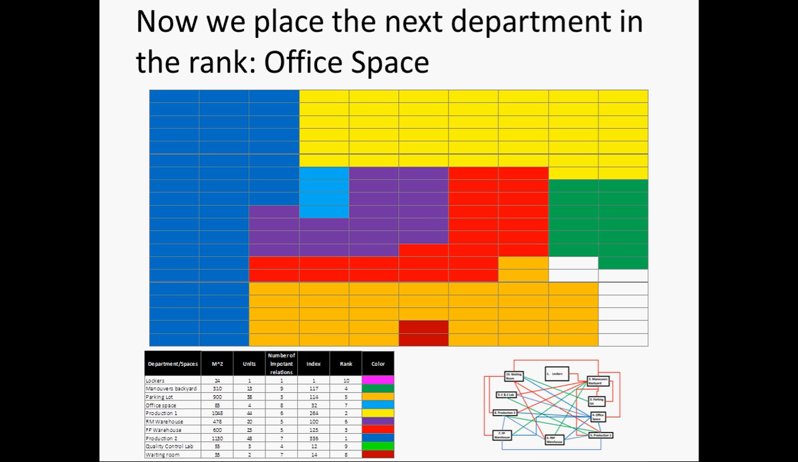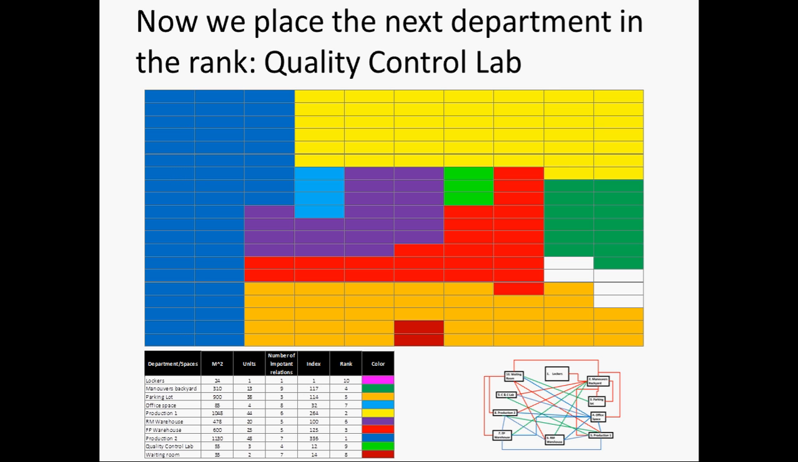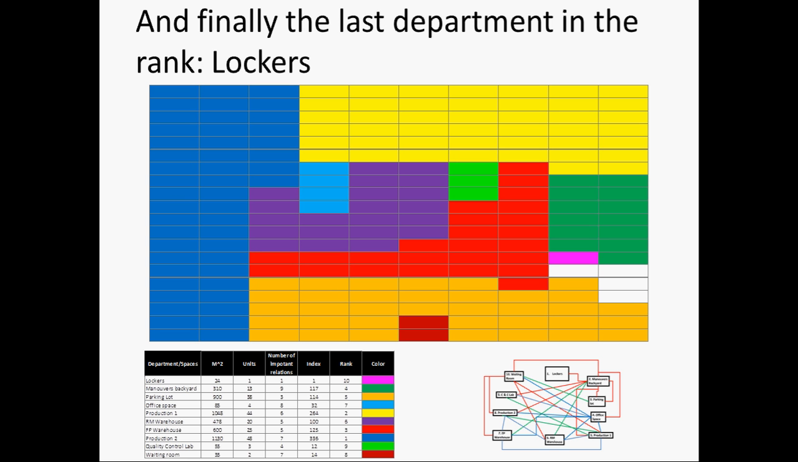Now we place the next department in the rank, that is office space, and we verify with which departments it has important relations, and we change the layout a little bit. Now we place the next department in the rank, that is quality control lab. I forgot to tell that every department has a color as shown on the table in the lower part of the slide. Now, and finally, the last department in the rank, that is lockers.